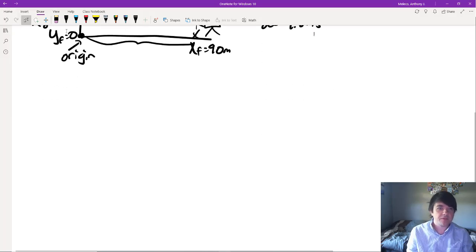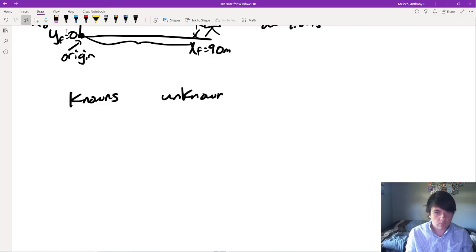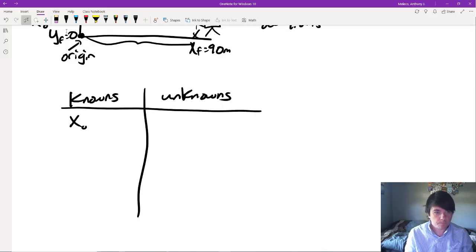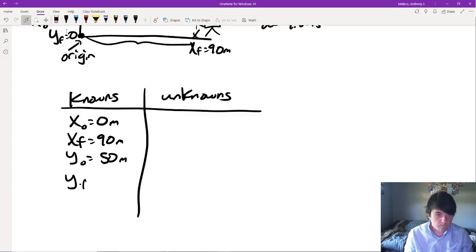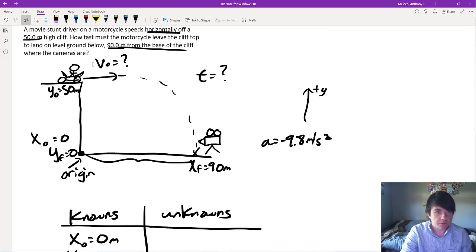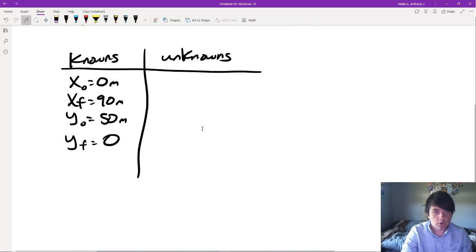Okay, so now let's do knowns and unknowns. x initial is 0, x final is 90, y initial is 50, y final is 0. So these were all numbers that we wrote down.